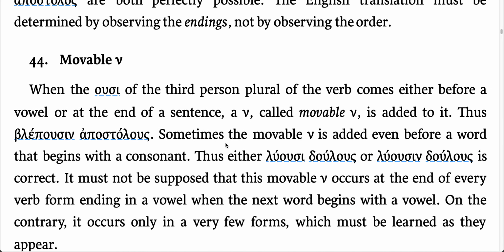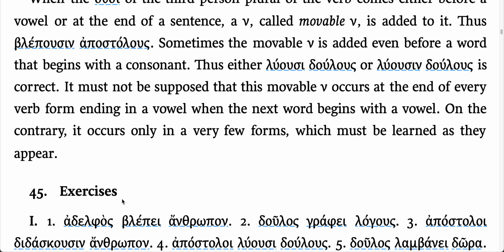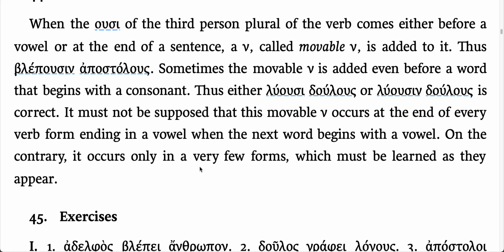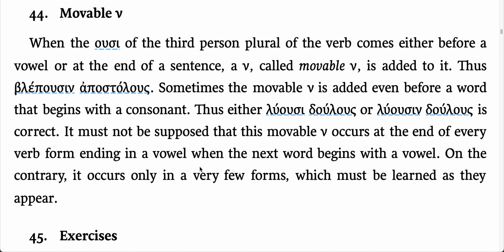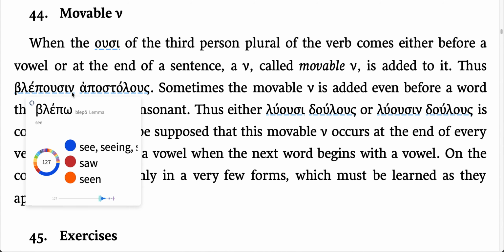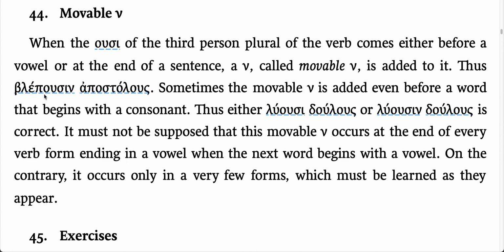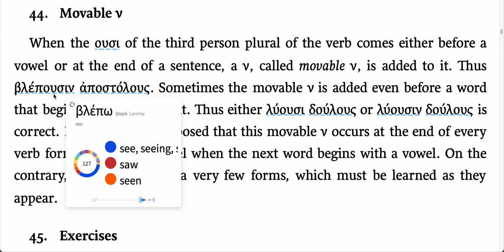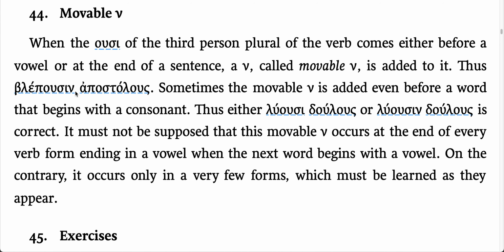One other thing before we look at the exercises in our next video, we're going to just look at exercises. So here we have what's called the movable nu. When the -usi of the third person plural of the verb, remember that, comes either before a vowel or at the end of a sentence, a nu called movable nu is added to it. Thus, blepousin. Well, I know that -usi right there, that's third person plural. Where's that nu coming from?